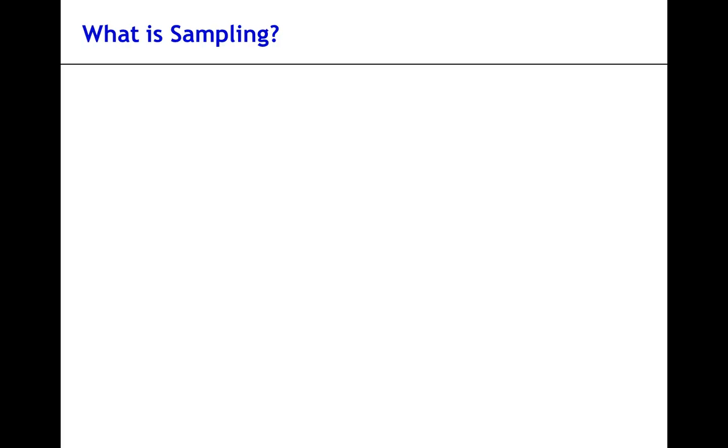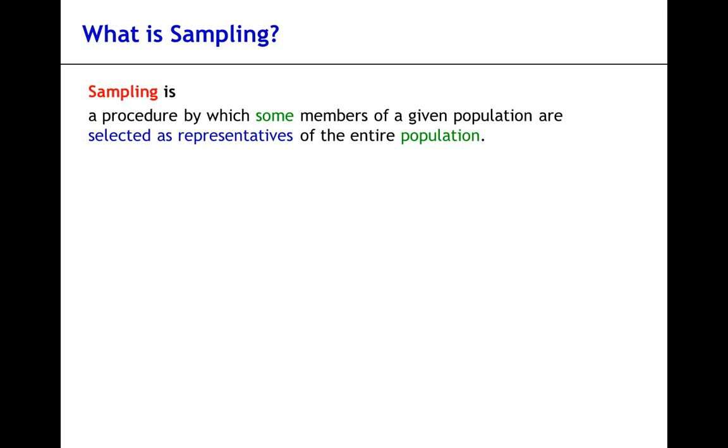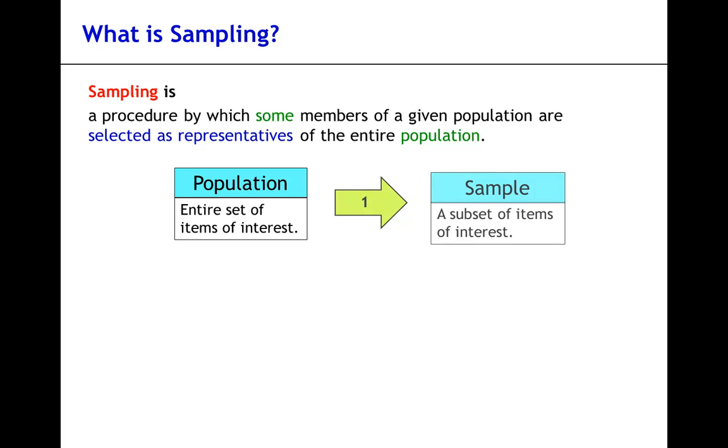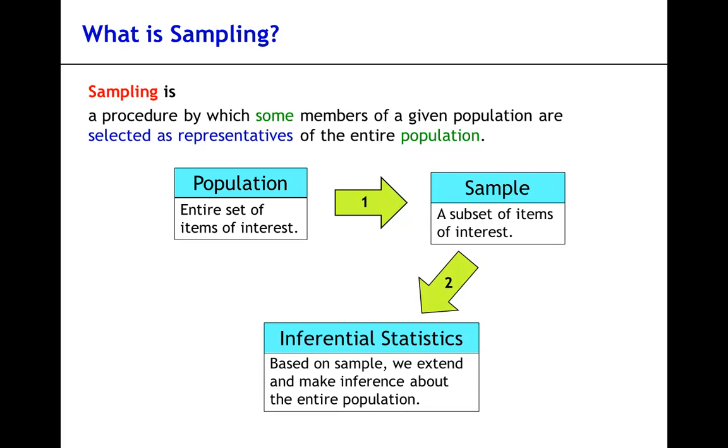So what is sampling? Sampling is a procedure by which some members of a given population are selected as representative of the entire population. From the entire population, we pick a subset called the sample. Then based on the sample data, we use inferential statistics to extend and make inferences about the entire population.